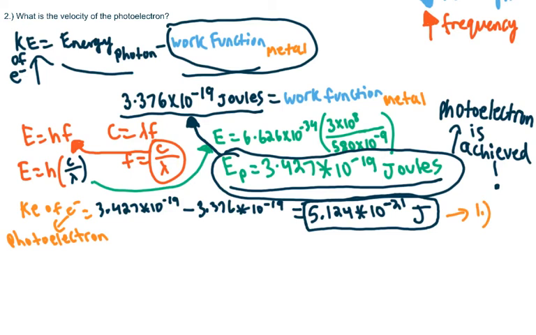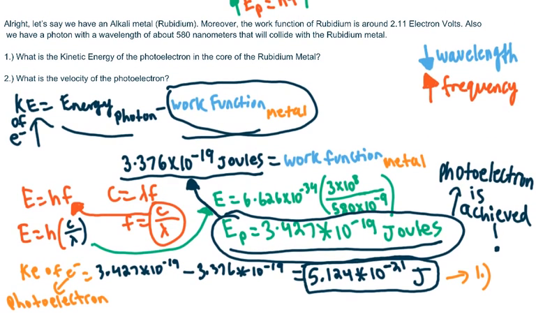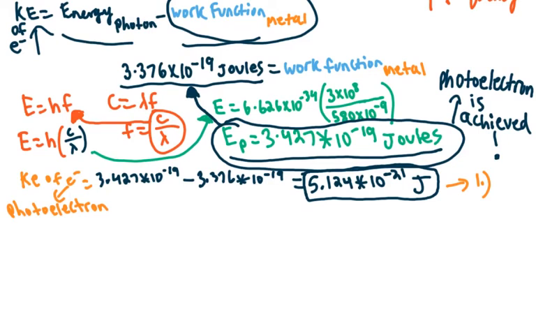What does number two say? Number two says, what is the velocity of the photoelectron? We found the kinetic energy, but what's the velocity? All we have to do here is go a step further. What is kinetic energy equal to? Kinetic energy is 1/2 times the mass times the velocity squared. We know the kinetic energy because we just solved for that, and we got 5.124 times 10 to the negative 21st joules.